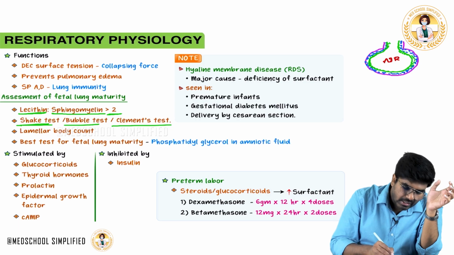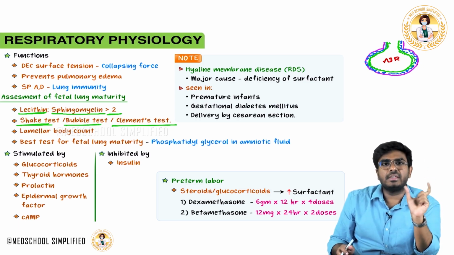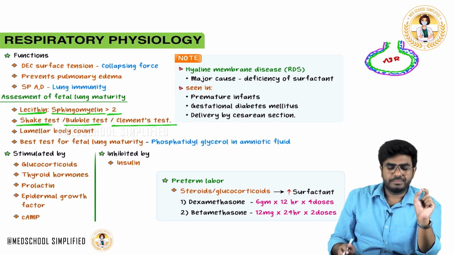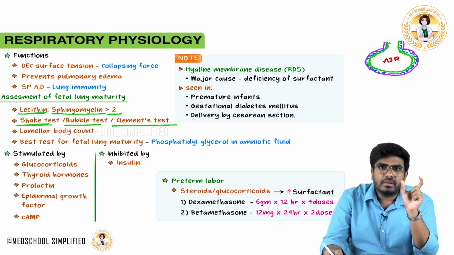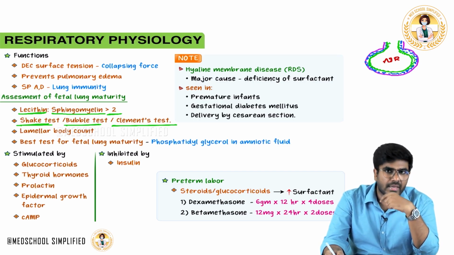So, the shake test or bubble test or Clements test, what we are doing is taking the amniotic fluid and just shaking it. If bubbles are formed, the bubble test is positive, which means fetal lungs are matured. Now, lamellar body count, we have discussed in type 2 pneumocytes, in type 2 pneumocytes there are these lamellar bodies present.